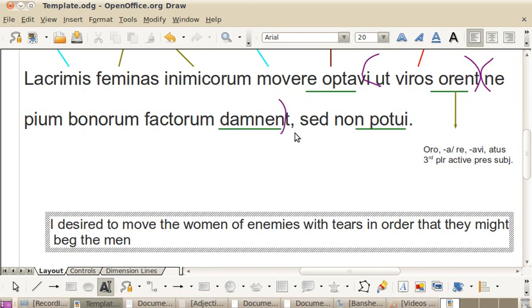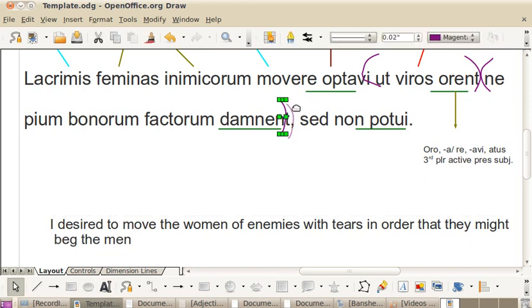So let's first confirm that damnant here is in the subjunctive, and let's move that. There we go. That just keeps things neat. All right.